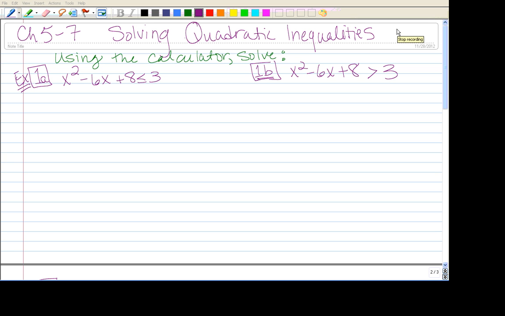Hey everyone, here's a video on solving quadratic inequalities using both the calculator and without the calculator, so solving algebraically. That way you can do it at home whether you have a calculator, a TI Inspire calculator, or not. So let's get started.